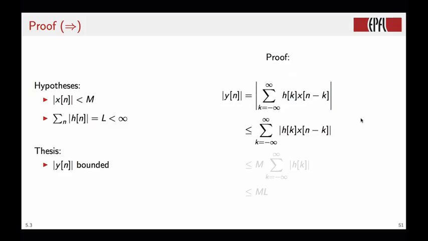Now, the magnitude of the sum is bounded by the sum of the magnitudes of its terms, and this in turn is bounded by the following expression, where we have replaced the magnitude of the input by its upper bound M, and we're left therefore with M that multiplies the sum from minus infinity to plus infinity of the magnitude of the impulse response. But we know that the impulse response is absolutely summable, and therefore the output will be bounded by the product M L, which is finite.